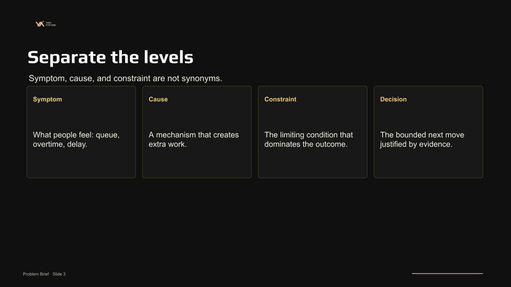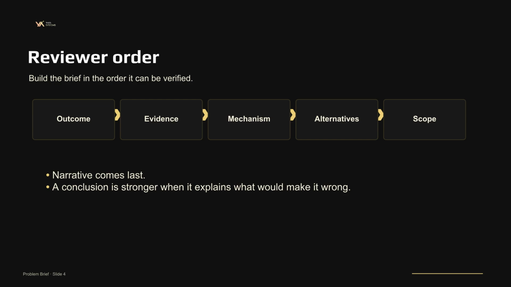It is critical to separate the levels of your argument. A symptom is what people feel, a cause is the mechanism, and a constraint is the limiting condition. They are not synonyms. Build your brief in the order it can be verified: outcome, evidence, mechanism, alternatives, and scope. Narrative should come last. A conclusion is stronger when it explicitly explains what would prove it wrong.